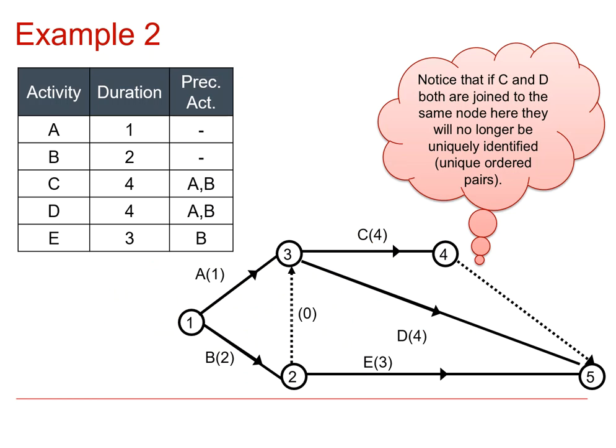So just to summarize then, we've got dummy activities. There are two reasons why you might need dummy activities. In this case it's to preserve the order of precedence, and in this case it's to make sure that each activity is uniquely defined by an ordered pair of events.